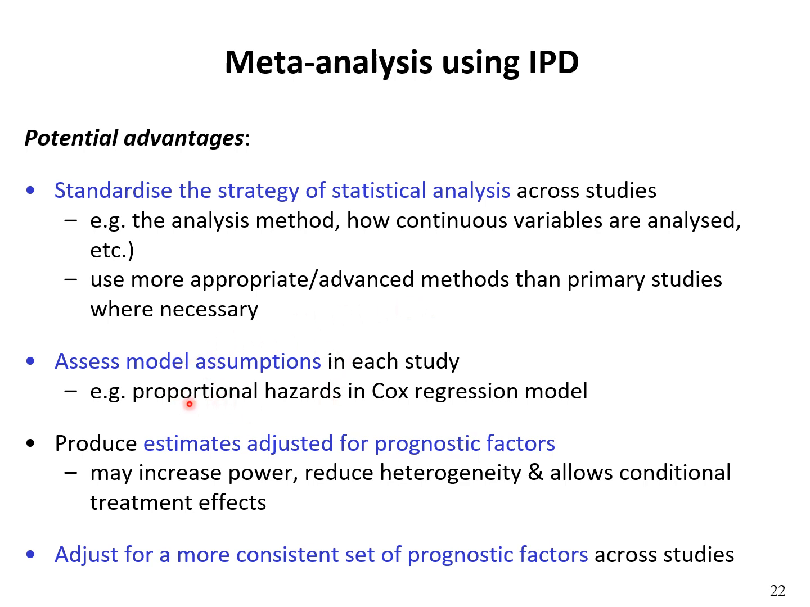A key one in time to event analysis is checking whether in a Cox regression model the hazards are proportional, and maybe we could look at time dependent hazard ratios and see whether treatment effects and prognostic effects change over time. We could produce conditional treatment effect estimates or conditional results, that is results adjusted for prognostic factors. Again, this may increase power, reduce heterogeneity and be more appropriate for making decisions at the individual level.